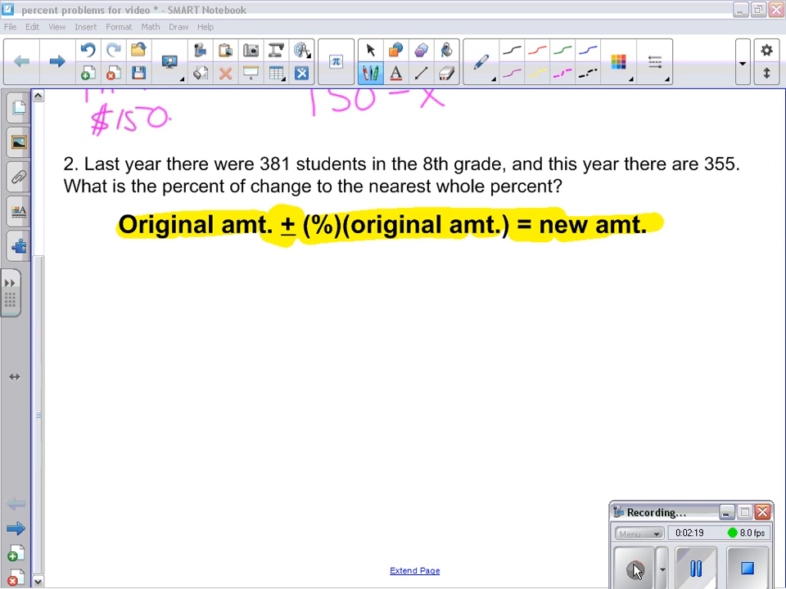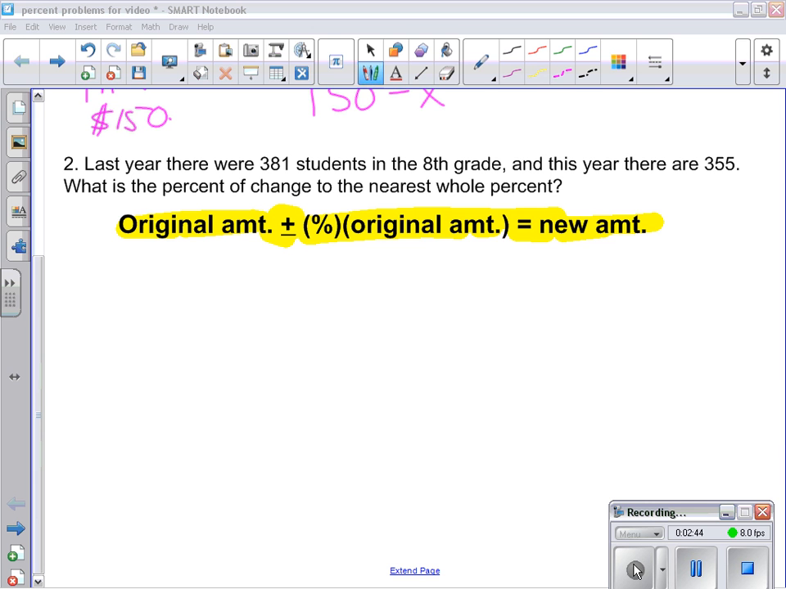Hello, everybody. We're going to do another example, and it's a little bit different, but we can use the exact same equation as we did in the previous example. For reading this, it says last year there were 381 students in the 8th grade, and this year there are 355. By the way, that's false. I made up those numbers. Anyway, what is the percent of change to the nearest whole percent?